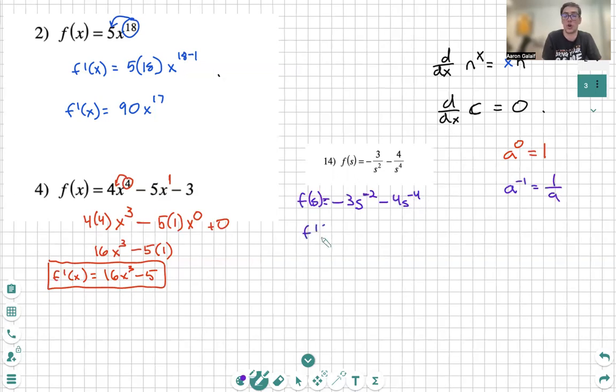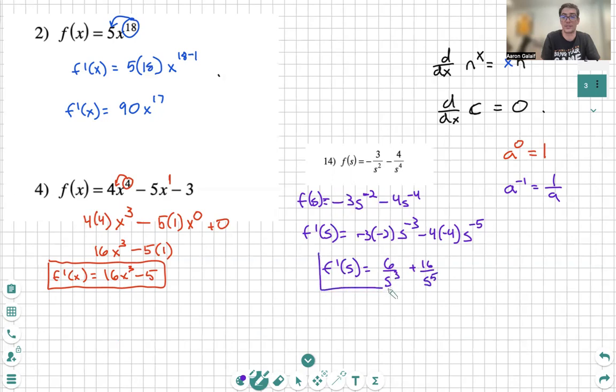And we just do our normal power rule. -3 stays, -2 gets brought in front. -2 minus 1, you have to be careful with, because it's going to be -3. Don't make the mistake of adding 1 there. Next, we're going to keep the -4, bring the exponent to the front. Subtract 1 from -4, we have a -5. We are going to clean up and bring any negative exponents to the denominator. 6s cubed plus 16s fifth will be our final answer.